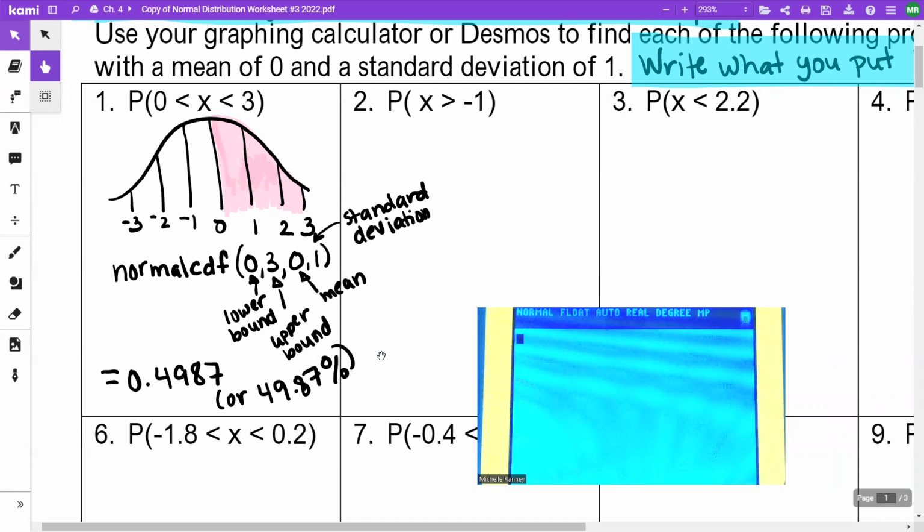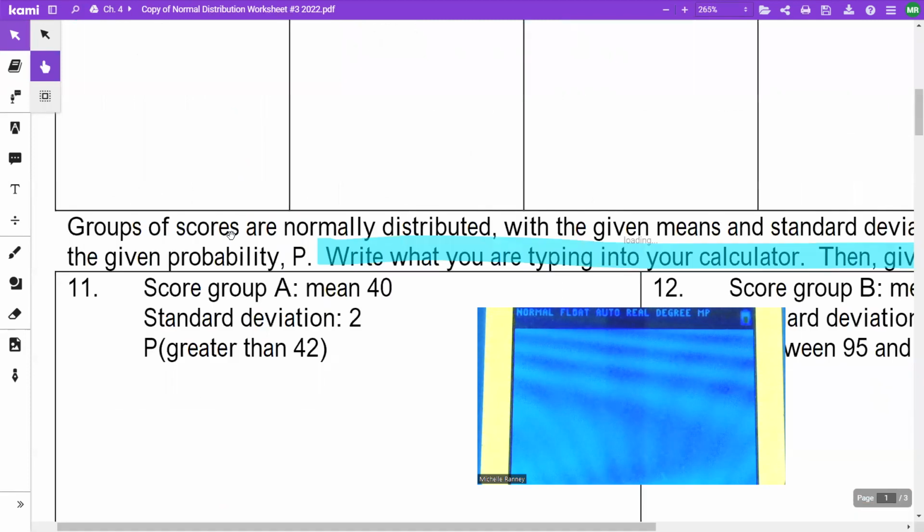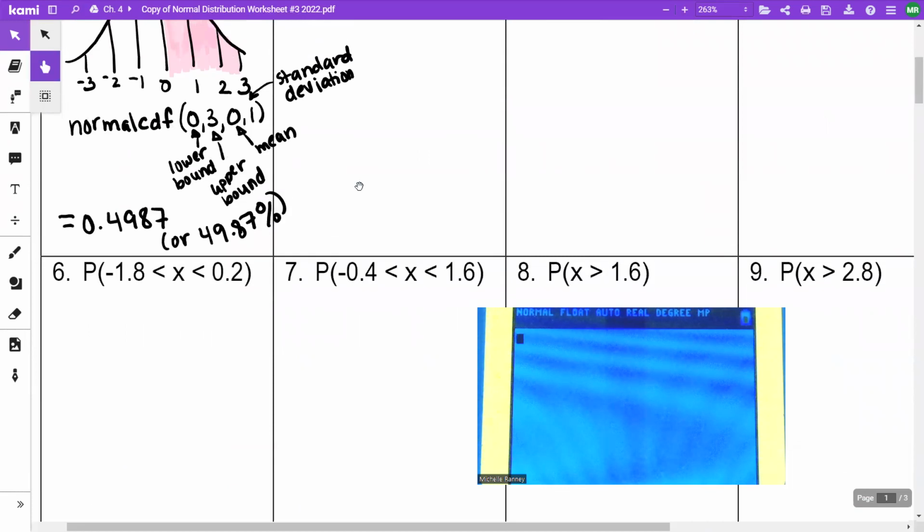When I don't use the word standard, standard means that your mean is 0 and your standard deviation goes by 1s. When I just say normal, as I would be talking about down here, the mean is not 0 and the standard deviation may not be 1. But we still use the normal curve and the normal distribution.